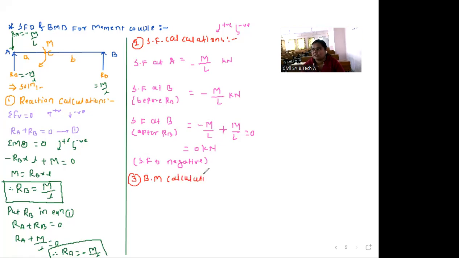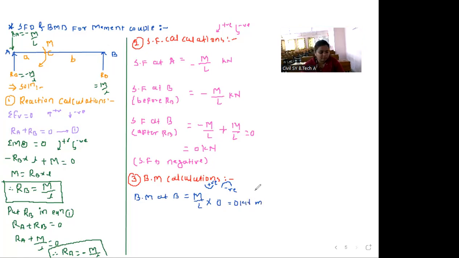First we will calculate bending moment at B. Whenever we calculate bending moment, the sign convention is sagging positive and hogging negative. This RB pushes upward, and when force pushes upward, we get positive. So this is sagging nature. Here the force is M divided by L, but the perpendicular distance is 0. That's why bending moment at B is equal to 0 kilonewton meter.